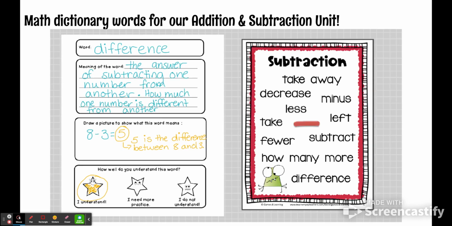My last example here is from the subtraction unit. So this word I've used is difference. You'll hear me say this one a lot. Difference is the answer of subtracting one number from another. How much one number is different from another. Okay, so I've used my example 8 minus 3. 8 minus 3 is 5. Therefore, 5 is the difference between 8 and 3. I could have also used a number line here and showed skip counting or the jumps between 8 and 3 to show that the difference between them is 5. Okay, I understand this word pretty well here, so I've circled I understand.